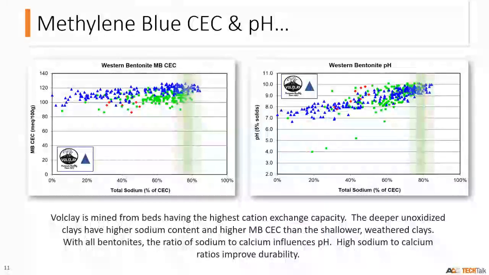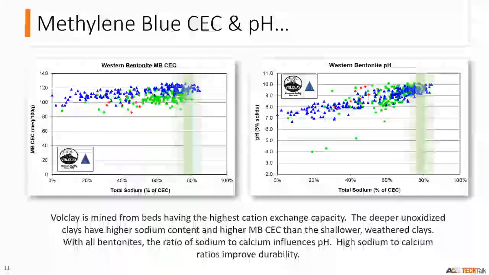All right, here's another representation. As you can see on the graph, ball clay is mined from beds having the highest cation exchange capacity. The deeper unoxidized clays have higher sodium content and higher methylene blue cation exchange capacity than the shallower, more weathered clays. With all bentonites, the ratio of sodium to calcium influences the pH. High sodium to calcium ratios improve durability. And Liam will provide the scientific explanation on how we control sodium to stay within the green bands on the slide. This information is key because it does positively affect the clay consumption in the foundry.